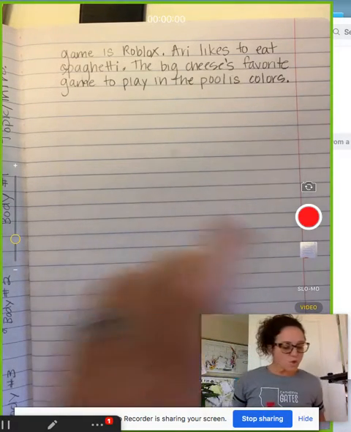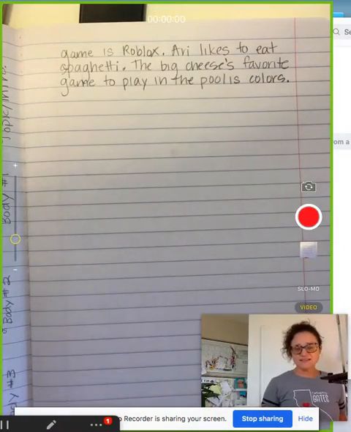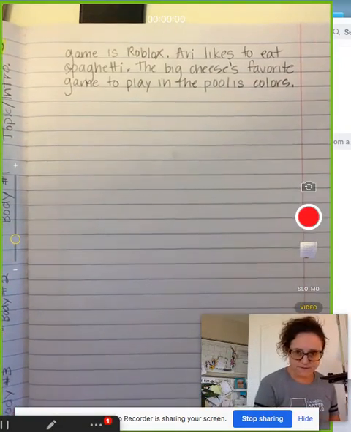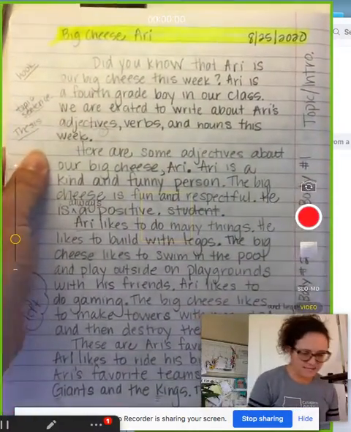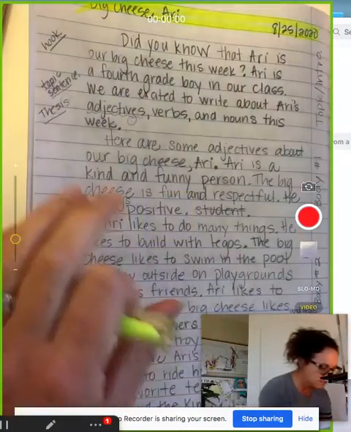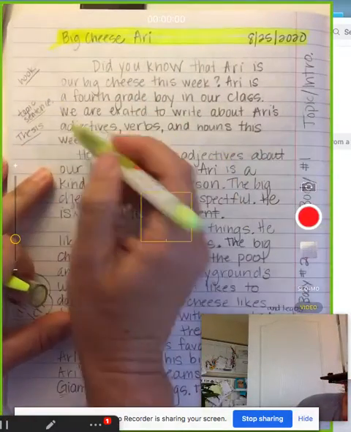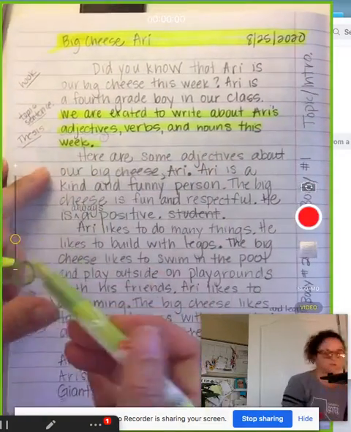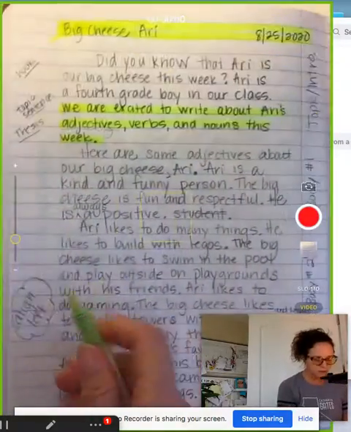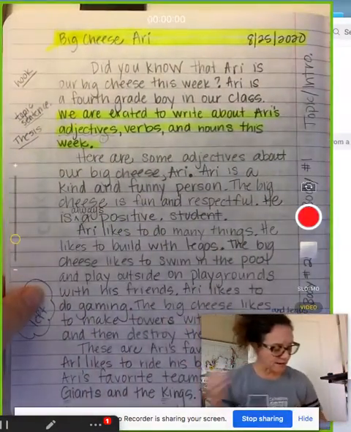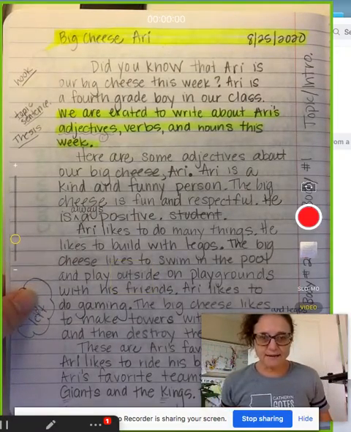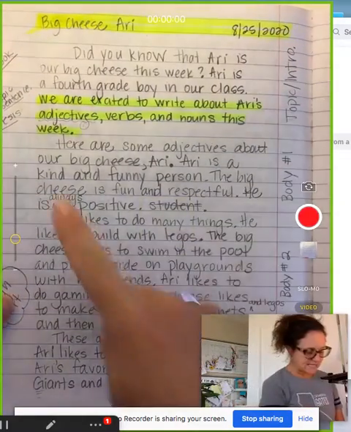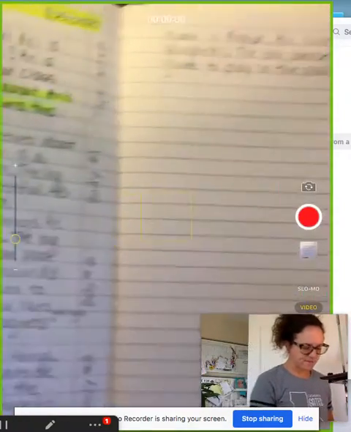Okay, so we can even restate the thesis. We're just going to use different words. So our thesis statement, if you look back to your topic paragraph, I'm going to highlight it because it's really important. Our thesis statement was, we are excited to write about Ari's adjectives, verbs, and nouns this week. So we want to communicate in our conclusion or our closing paragraph the fact that we were excited and the fact that we told our reader about adjectives, verbs, and nouns, but we don't want to say these exact words. That's the trickiest part, okay?